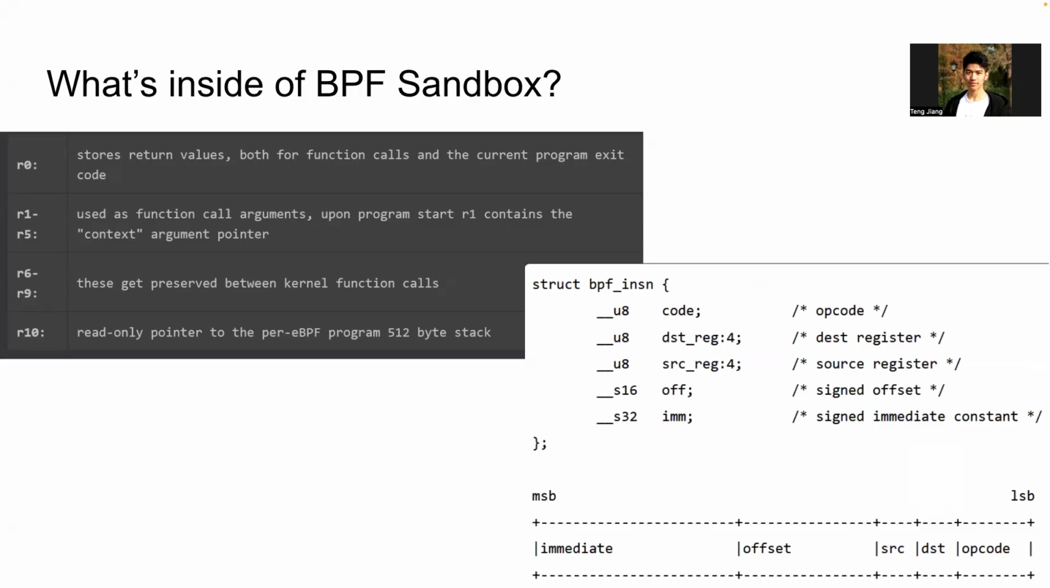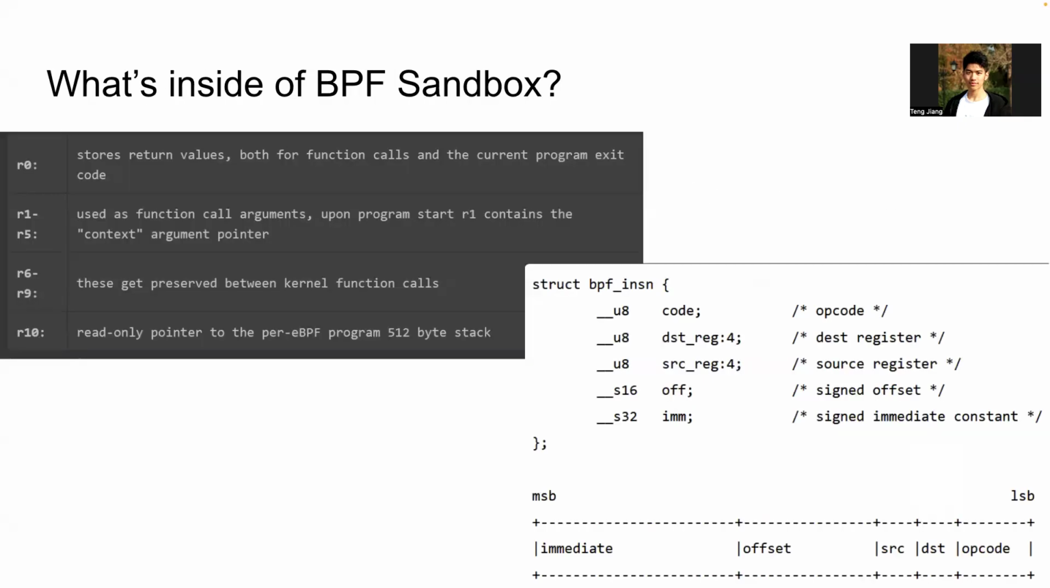This is the format of the BPF bytecode. So we have the opcode, which is the operation code, the destination, the source, the offset, and so on. It's basically just a definition of what a BPF bytecode is, and we're going to be seeing it in future slides.